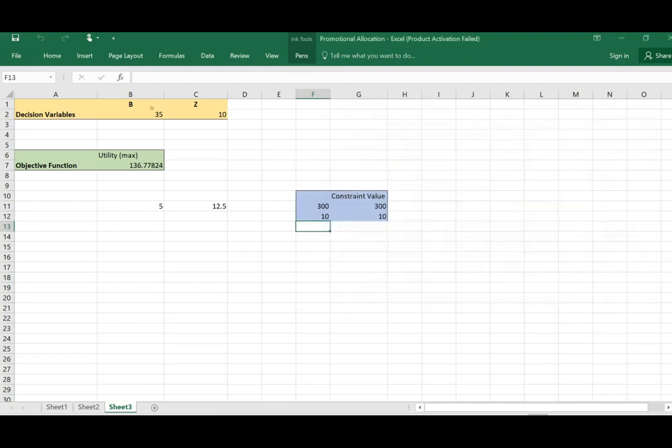And we can even go ahead and say, what if we did one less? We'd have lower utility. One less, a lot lower utility, right? That's it. That's just how to implement these linear optimization problems in Excel.